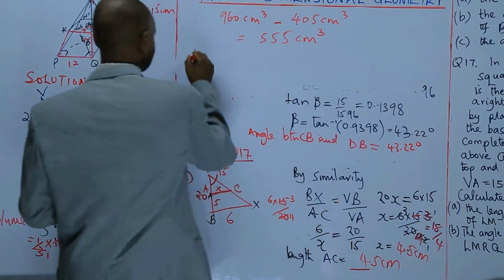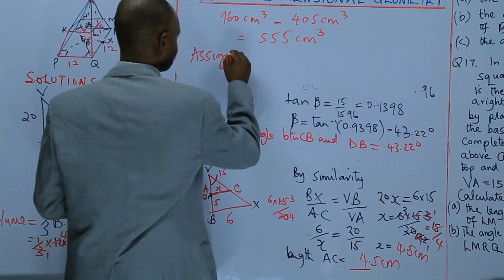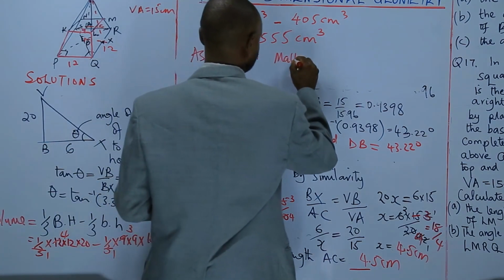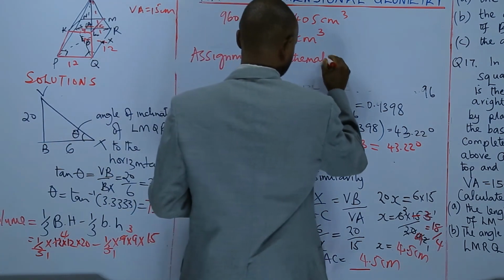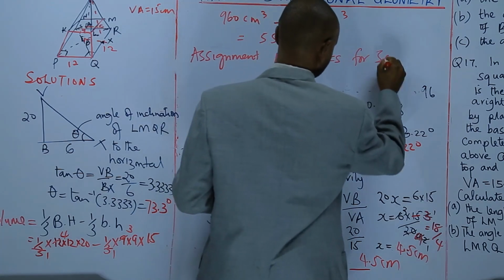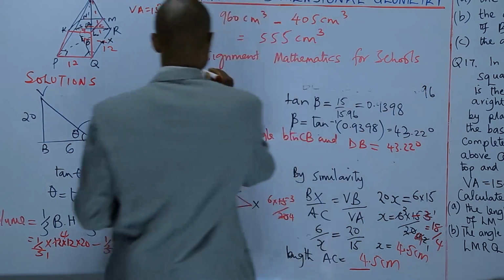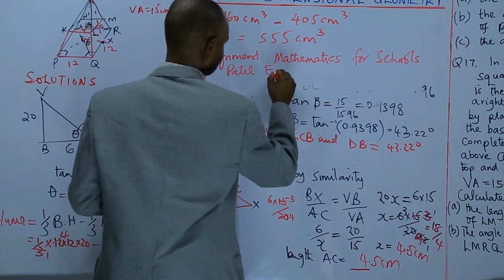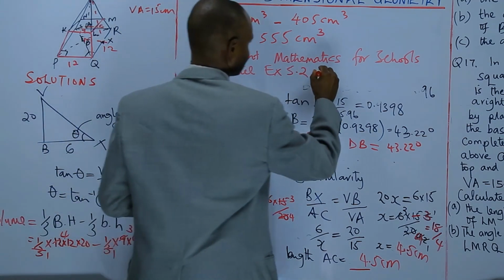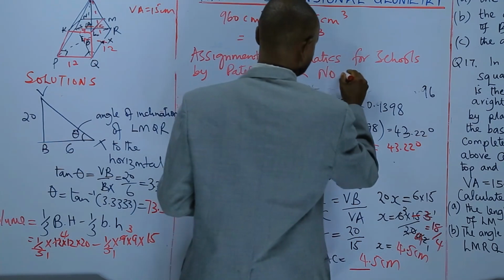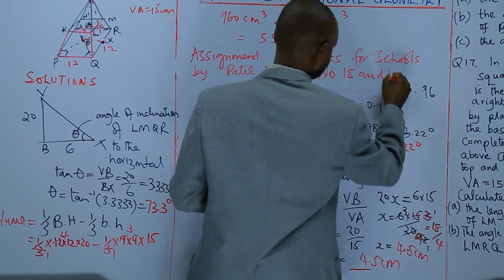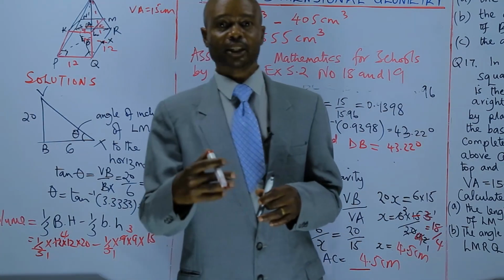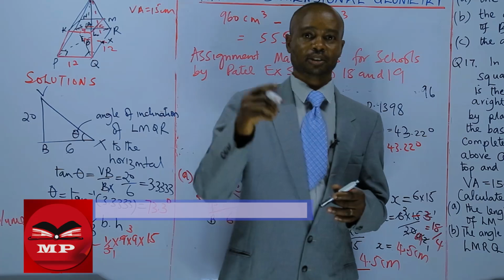So for the assignment, in Mathematics for Schools by Patel, we do exercise 5.2, number 18 and 19. So at that point, go through your working and see where you went wrong and continue practicing.